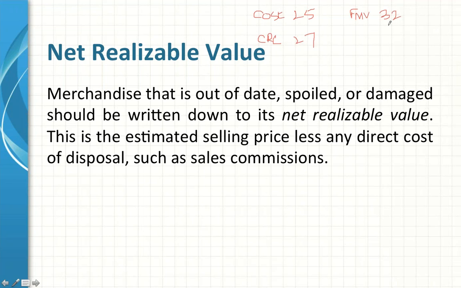But to sell these goods, I may have to spend some money, like salesman commission, selling expenses, etc. When I deduct the selling expenses, I get NRV. So my NRV is $30 here. Any disposal expenses, selling expenses are deducted from fair market value. I get NRV. In NRV, I have a normal profit of $5. When I purchase at $25, I am selling at $30. I have a profit of $5.